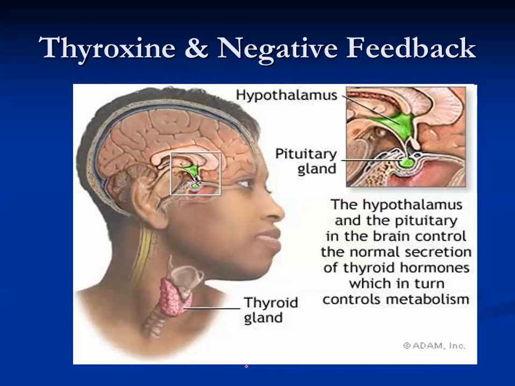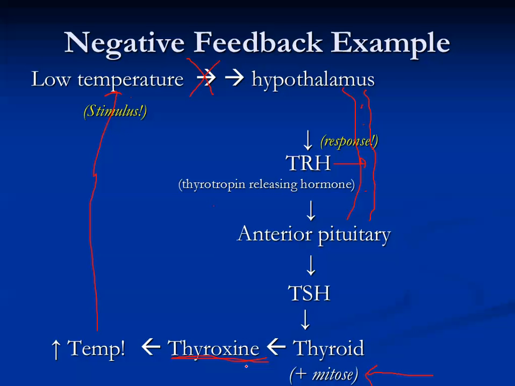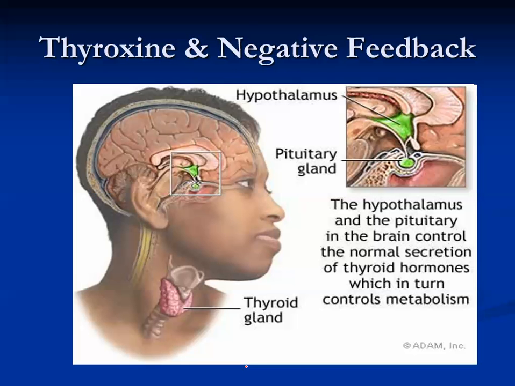Now, I like this picture because up here we just hit a bunch of words. I want you to try to visualize this in the human body. So again, your hypothalamus is part of your brain. So here is the hypothalamus in this woman's brain. Let's say she's getting cold. The hypothalamus sends TRH directly to the anterior pituitary because there are those little capillaries.